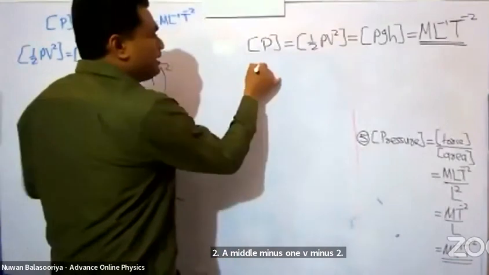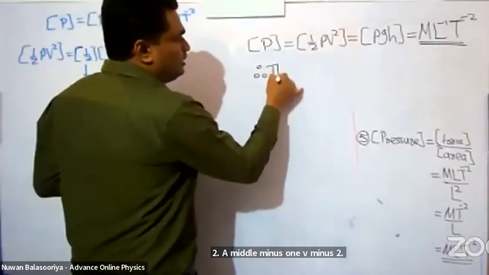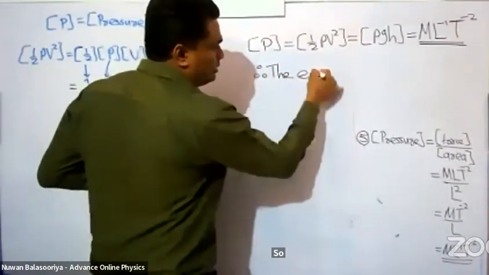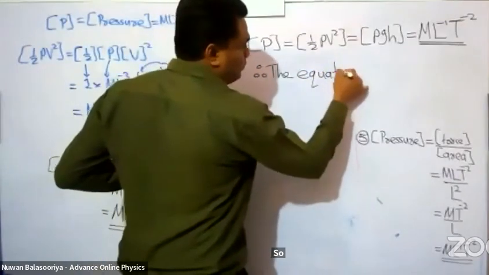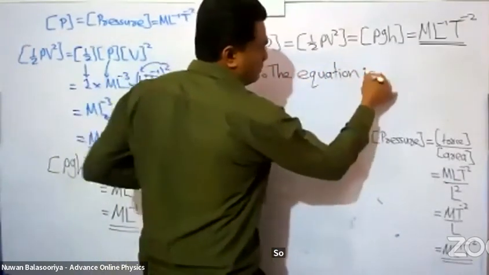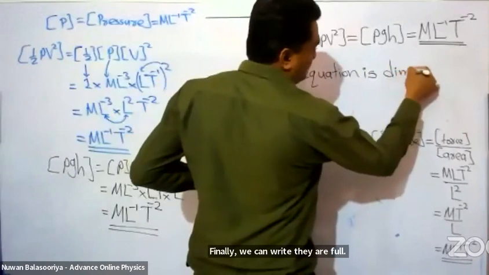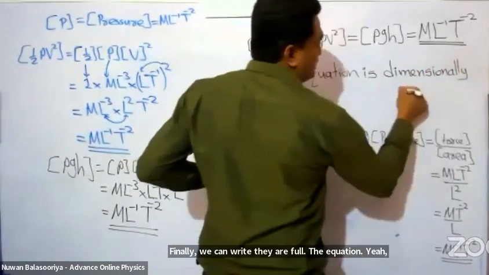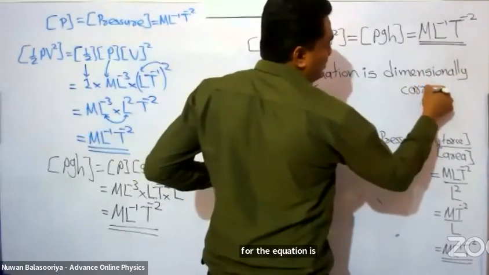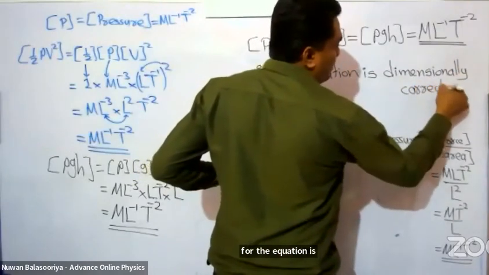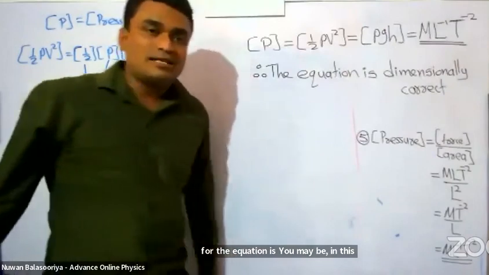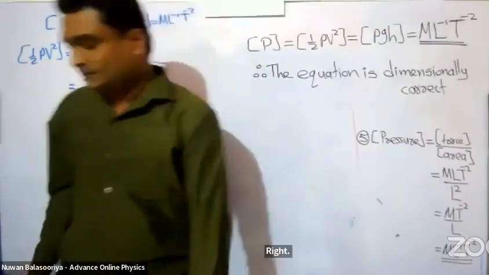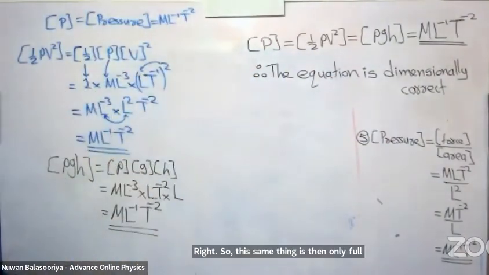So finally we can write: therefore the equation is dimensionally correct. So you should write this sentence, then only full marks are given. Please write this also. Quick.